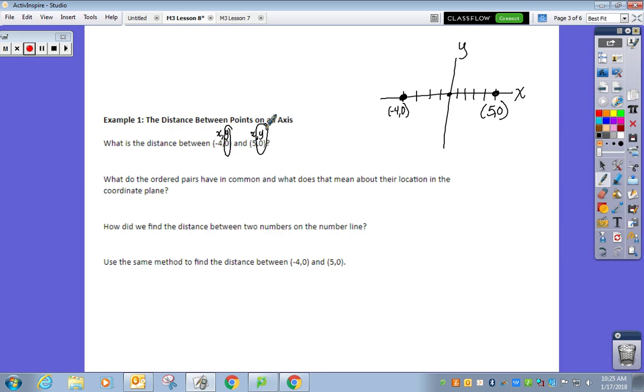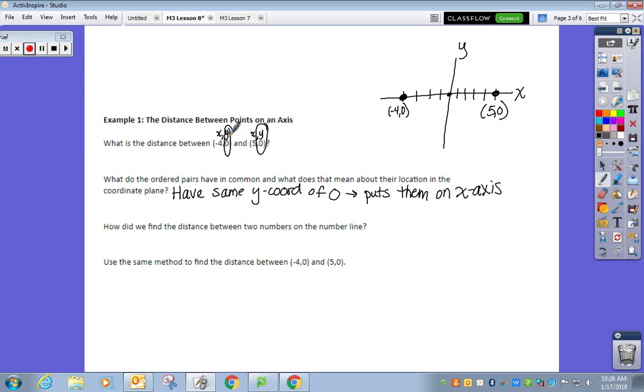have a common y coordinate, which is 0. So we can say they have the same y coordinate of 0. And because it's 0, it puts them on the x-axis. Remember, we talked about that previously, that if the y coordinate is 0, that means it's on the x-axis.